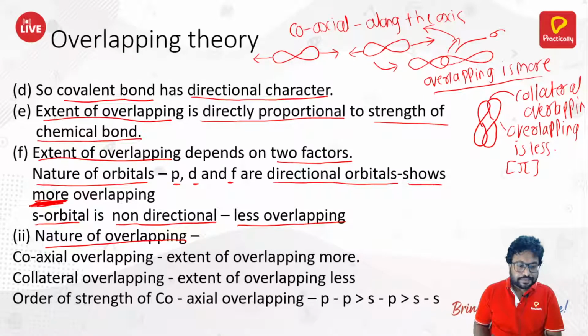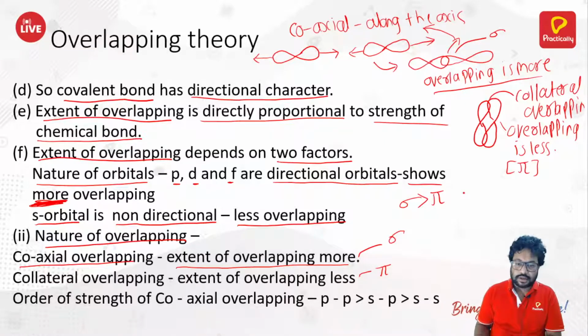So the bottom line is coaxial overlapping has extent of overlapping more. It gives you sigma bond, which is stronger than the pi bond. Collateral overlapping, extent of overlapping is less. Obviously, it gives you pi bond. And always remember, sigma bond is stronger than pi.